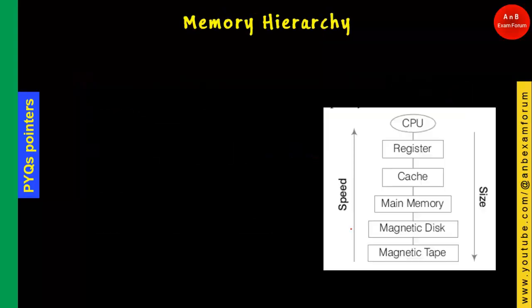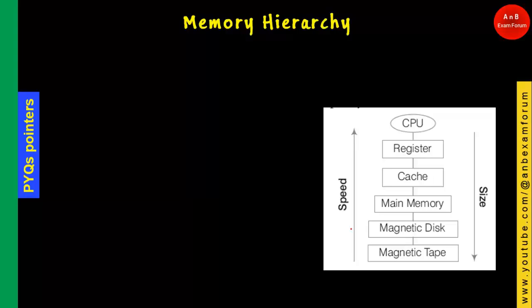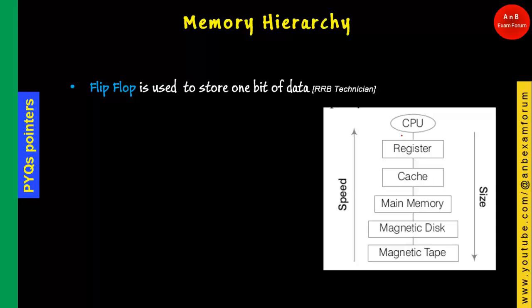Coming to the last topic of this particular session, the memory hierarchy. And as you can see, the closest to the CPU are the registers. But before the register, one important electronic circuit is the flip-flop. What is a flip-flop? A flip-flop is an electronic circuit which is used to store 1 bit of data. And in the exam we have seen this question, like which of the following electronic circuits is used to store 1 bit of data. Your answer would be flip-flop. Flip-flop is used to store 1 bit of data.